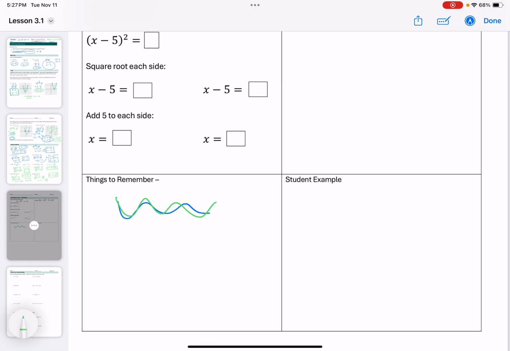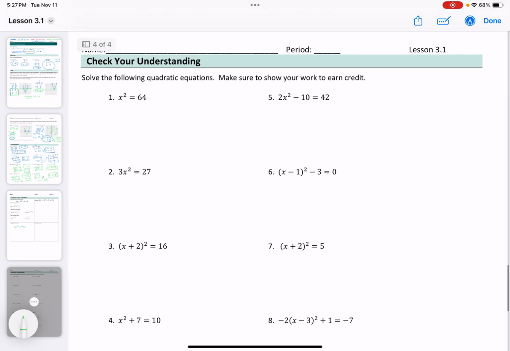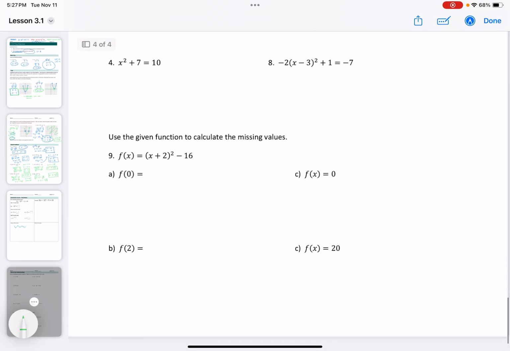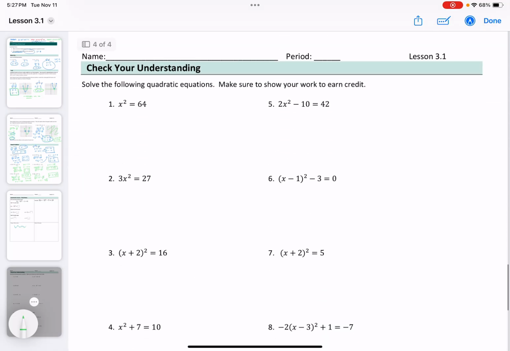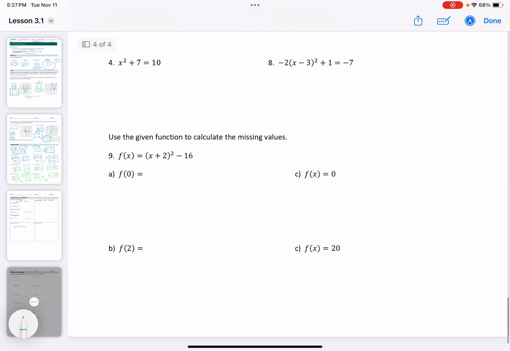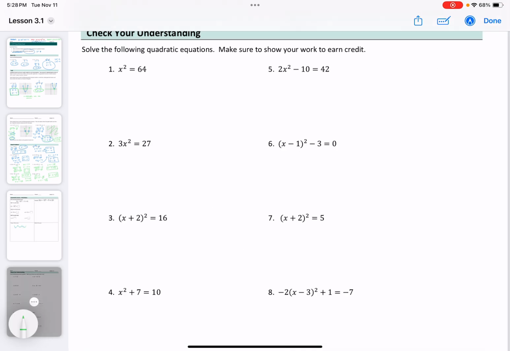Okay, after you do that, your last thing to do today is going to be to do these check your understanding problems. Once you do those check your understanding problems, you can turn that page in, and that will be the points for today. So go ahead, fill in those final notes, and do the check your understanding problems, and let me know later if you have any questions. Thanks.